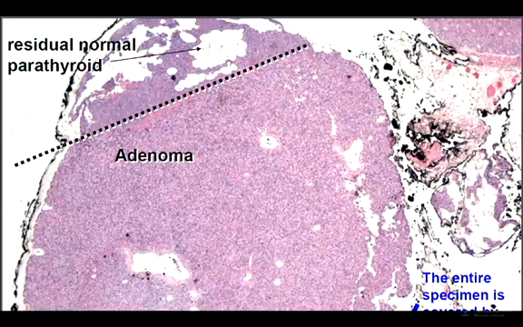This specimen is inked with black ink, just in case, although it's rare, it turned out to be a parathyroid carcinoma. It would obey similar rules, basically, to what you've learned already about thyroid carcinomas. It would be extending through the capsule into the surrounding tissue. But it's extremely uncommon to get a carcinoma.